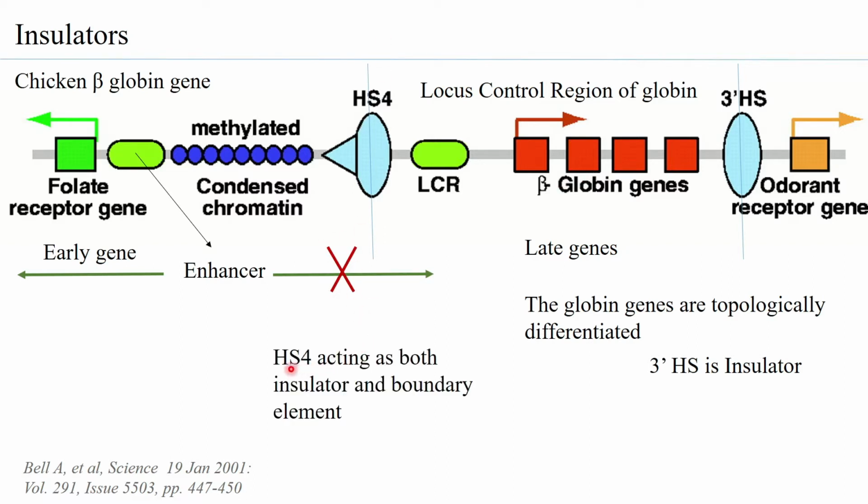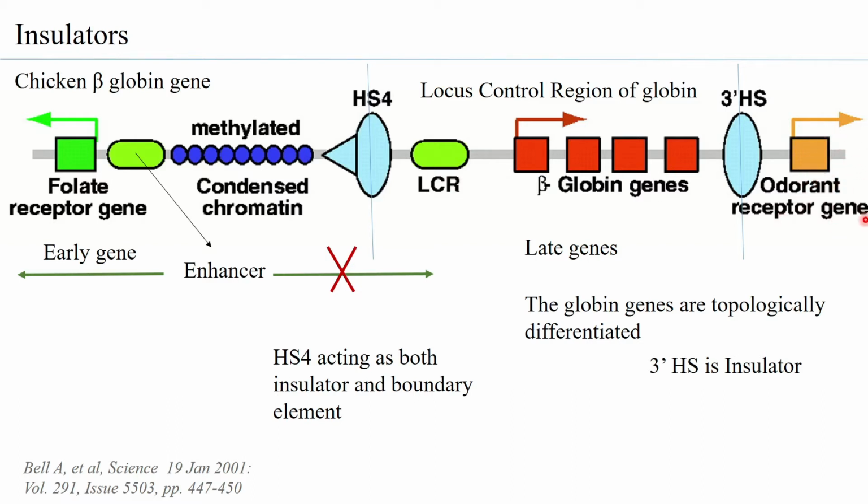So in this case, the HS4 is acting both as an insulator because it is blocking the activity of the enhancer, and it is also acting as a boundary element because it is preventing the condensed chromatin from making the euchromatin region condensed. So it is acting as a boundary element and also as an insulator per se, whereas the 3' HS is acting only as an insulator. Why is it acting as an insulator? Because the LCR will not be able to influence the promoter of this odorant receptor gene.